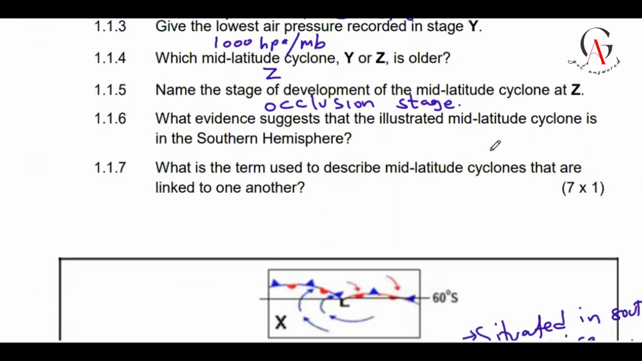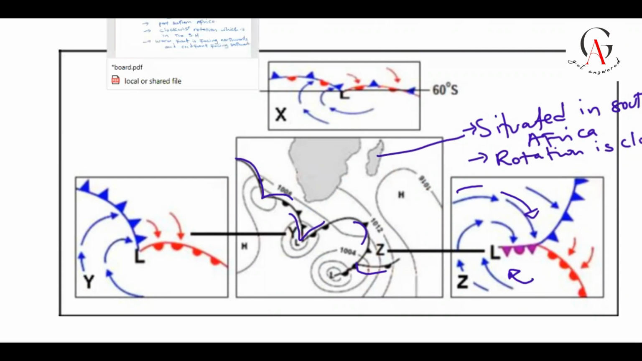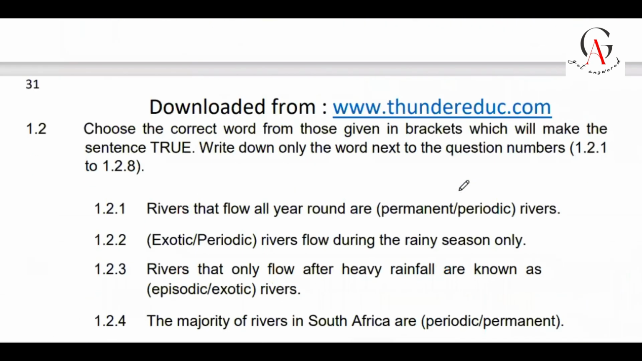Okay, let us proceed to question 1.1.7. What is the term used to describe mid-latitude cyclones that are linked to one another? Linked, as you can see here, two links that connect. There's a cold front, there's a warm front. The cold front, there's a warm front. So we are seeing a series of different mid-latitude cyclones that are linked to one another, and this is commonly referred to as a mid-latitude family.